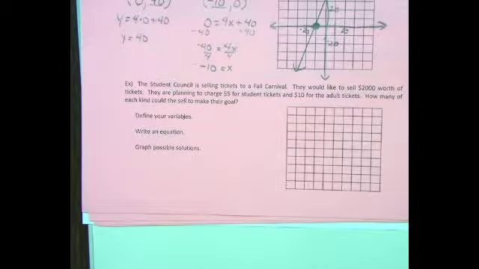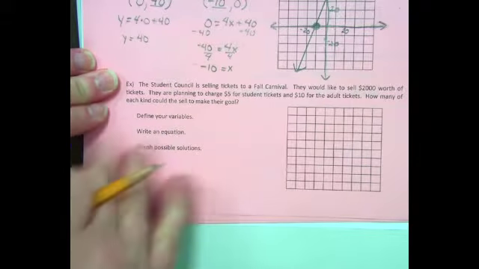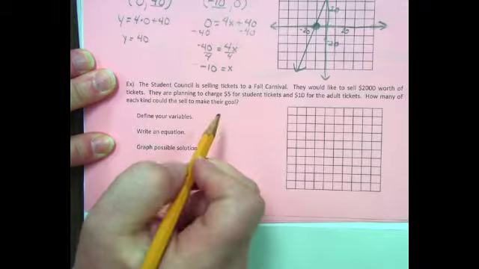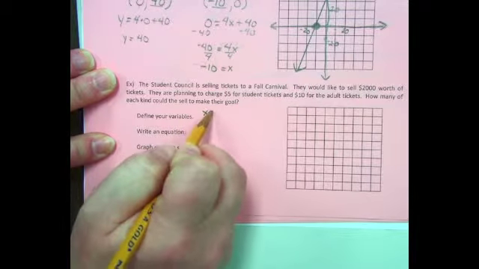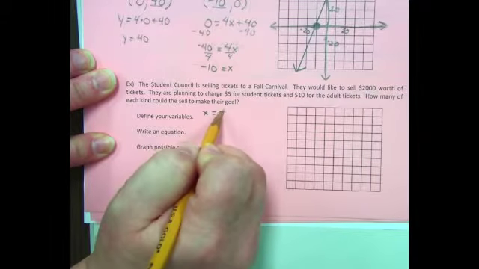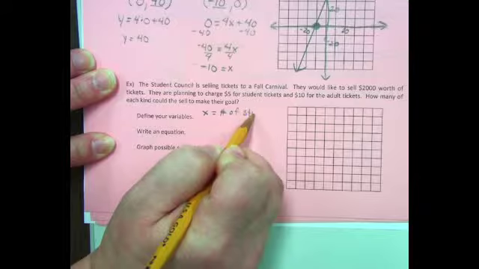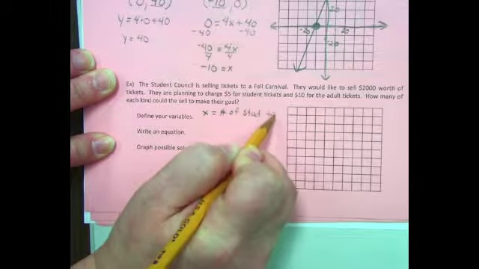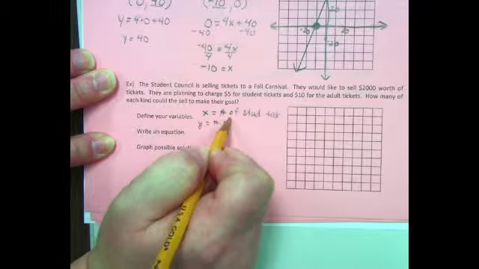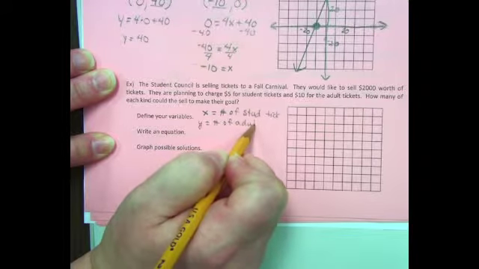First of all, we need to define our variables. We need to decide what x is going to be, what y is going to be. And it doesn't really matter as long as we all agree. So I'm just going to let x stand for the first thing. x stands for the number of student tickets. And I'm going to let y stand for the number of adult tickets.